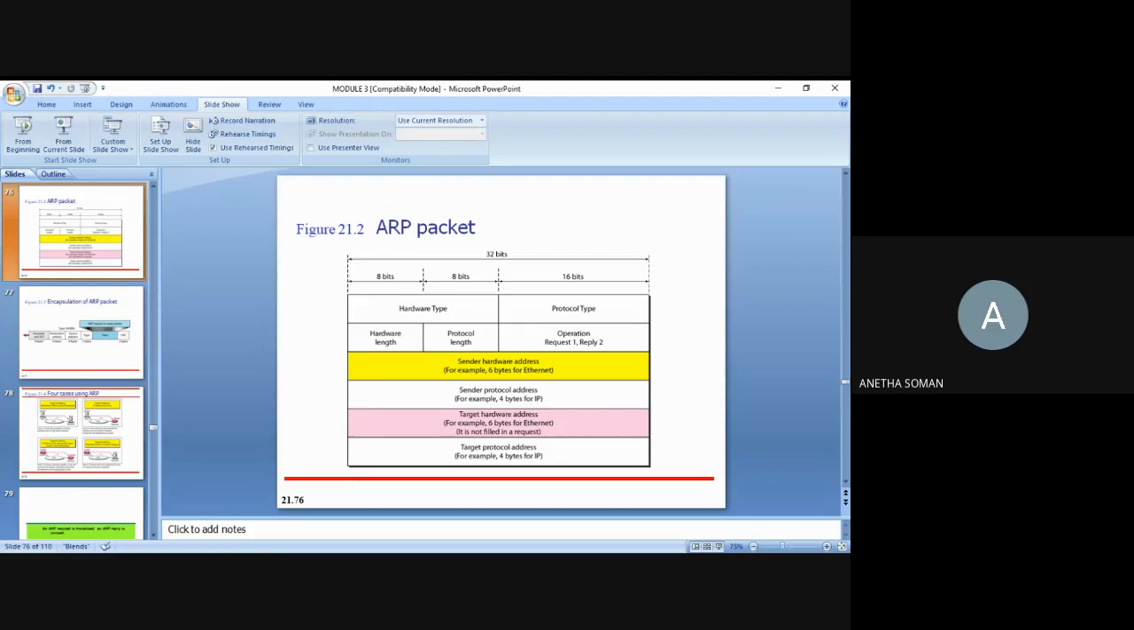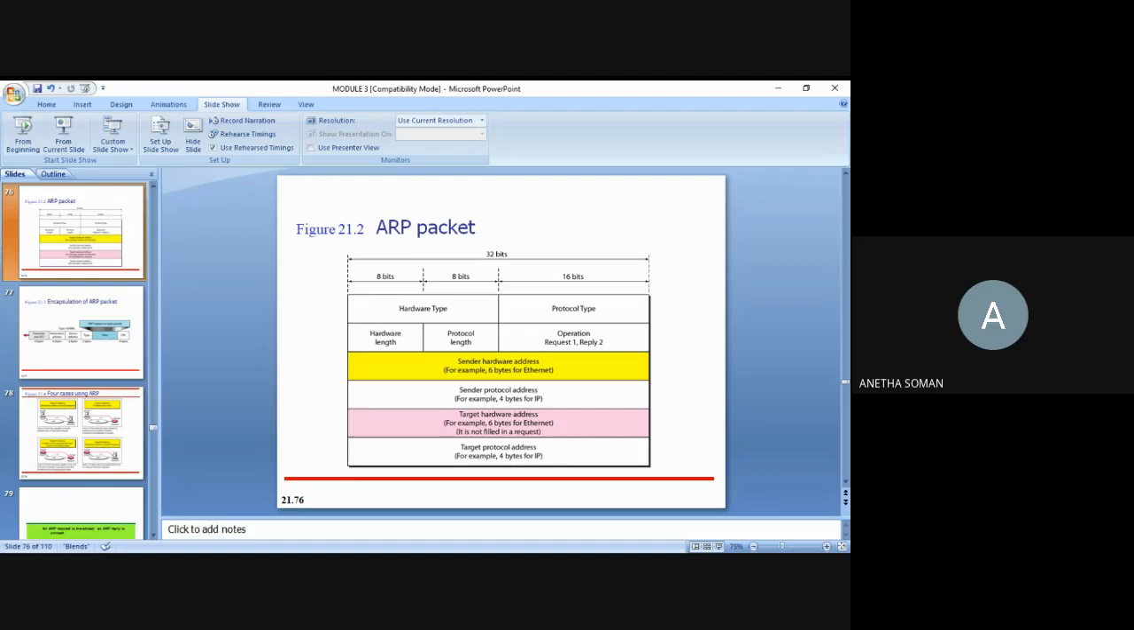Hardware type is a 16-bit field. It defines the type of the network on which this ARP is running. So the type of network you are using is specified in that first 16-bit field. Now the second field is the protocol type. This is also a 16-bit field which defines the protocol.